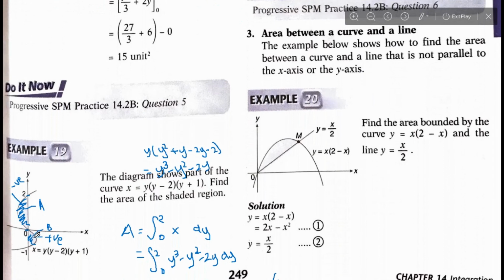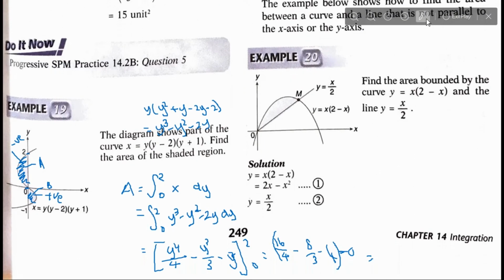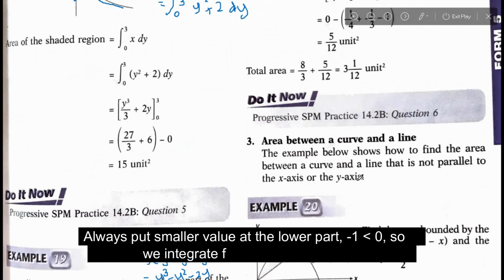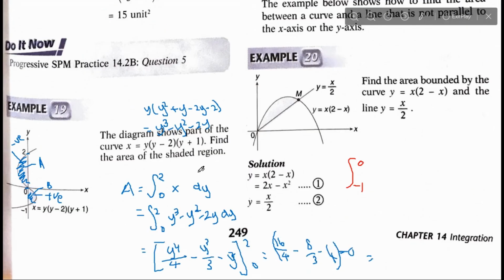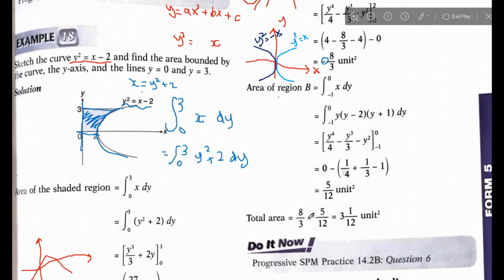For region B, I use another color. Integrate from negative 1 to 0, and then x dy. You do the same steps as this one. To find the total area, you just add these two areas together. But don't forget to put the modulus on this, so negative 8 over 3 becomes positive 8 over 3.